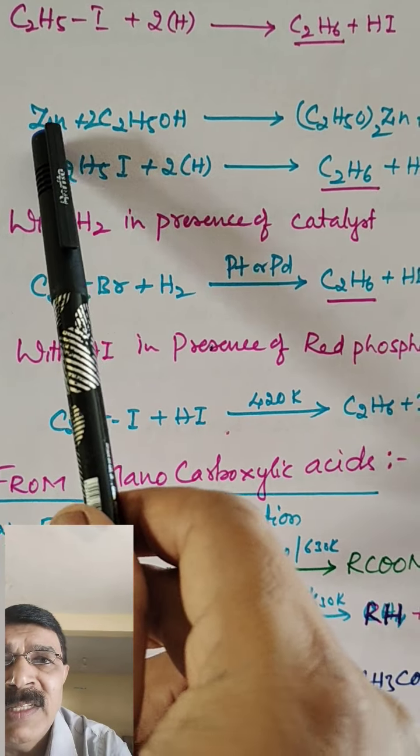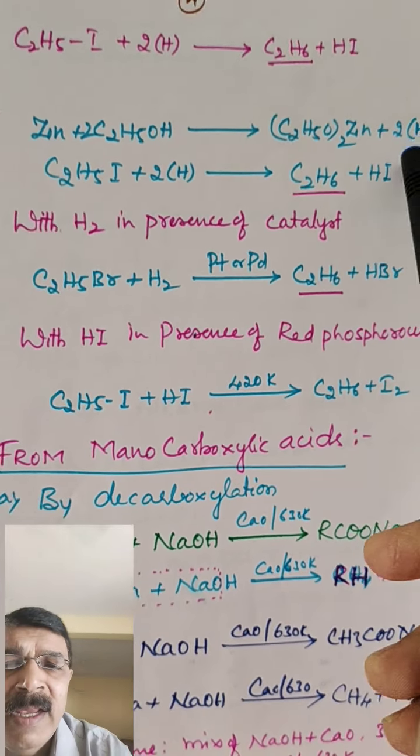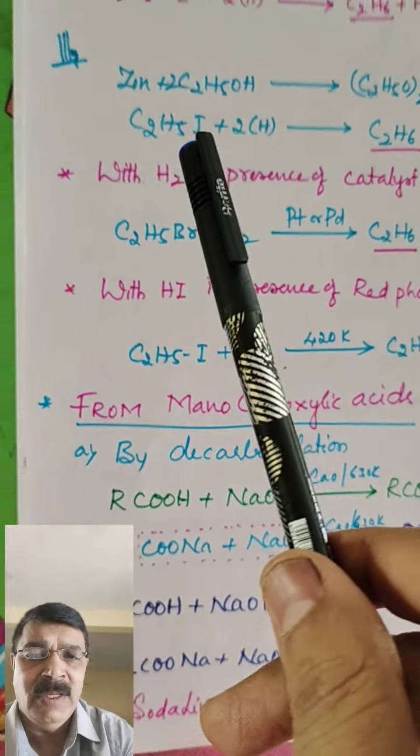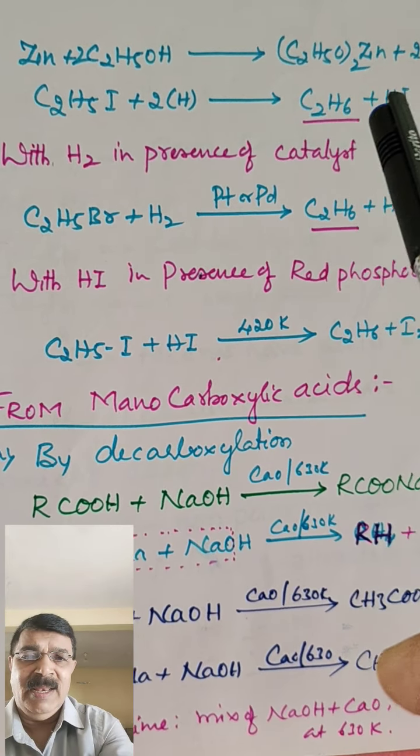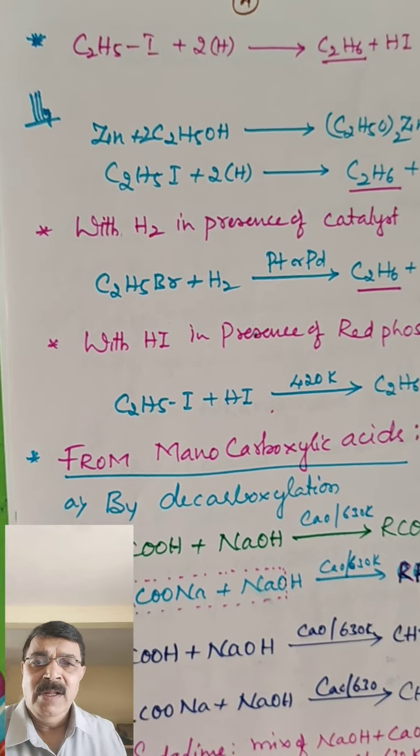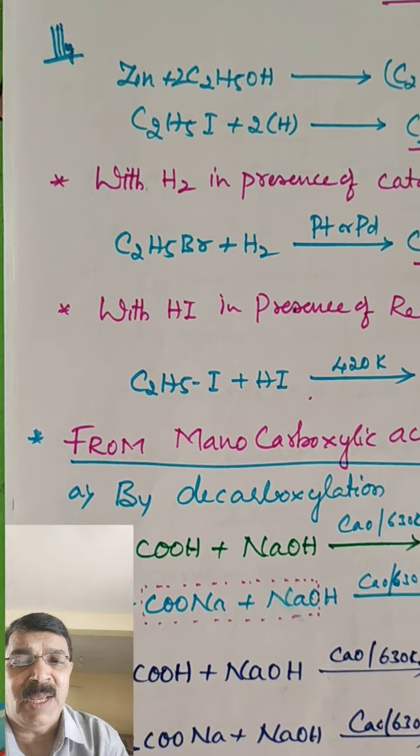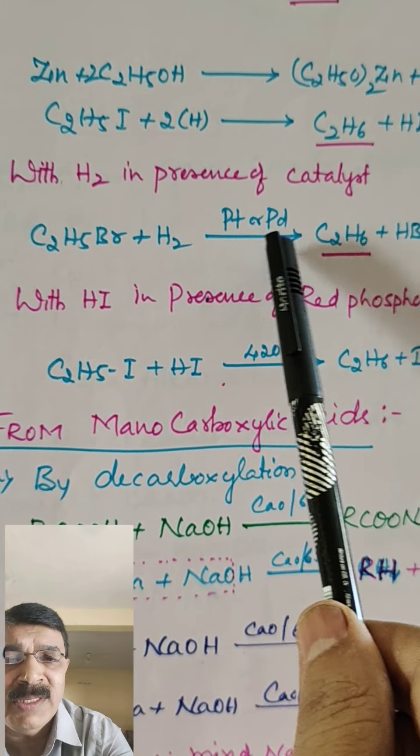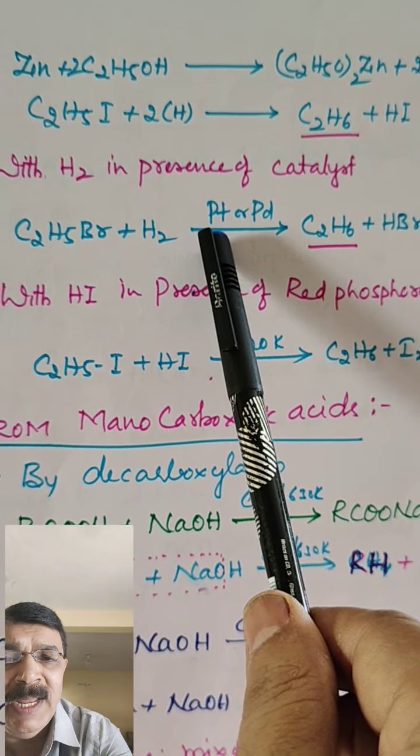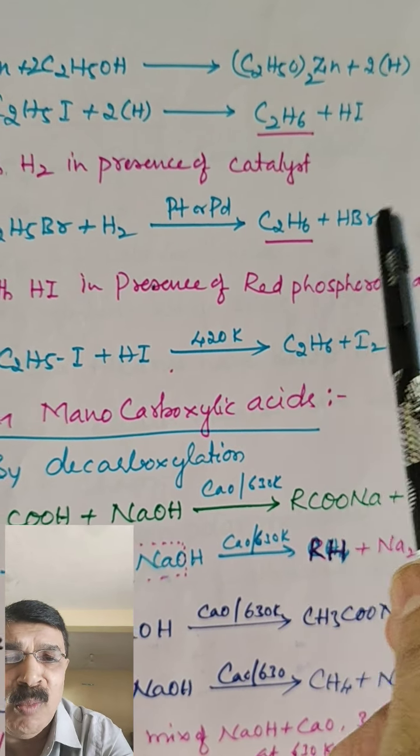Similarly, we can take that one. This is a formation of nascent hydrogen. The nascent hydrogen is going to react with ethyl iodide plus hydrogen. What does it form? Ethane plus hydrogen iodide. And with hydrogen in presence of a catalyst, same type, you take RX, ethyl bromide plus hydrogen. It forms again ethane in presence of Pt, platinum, or Pd, palladium, and HBr, hydrogen bromide.